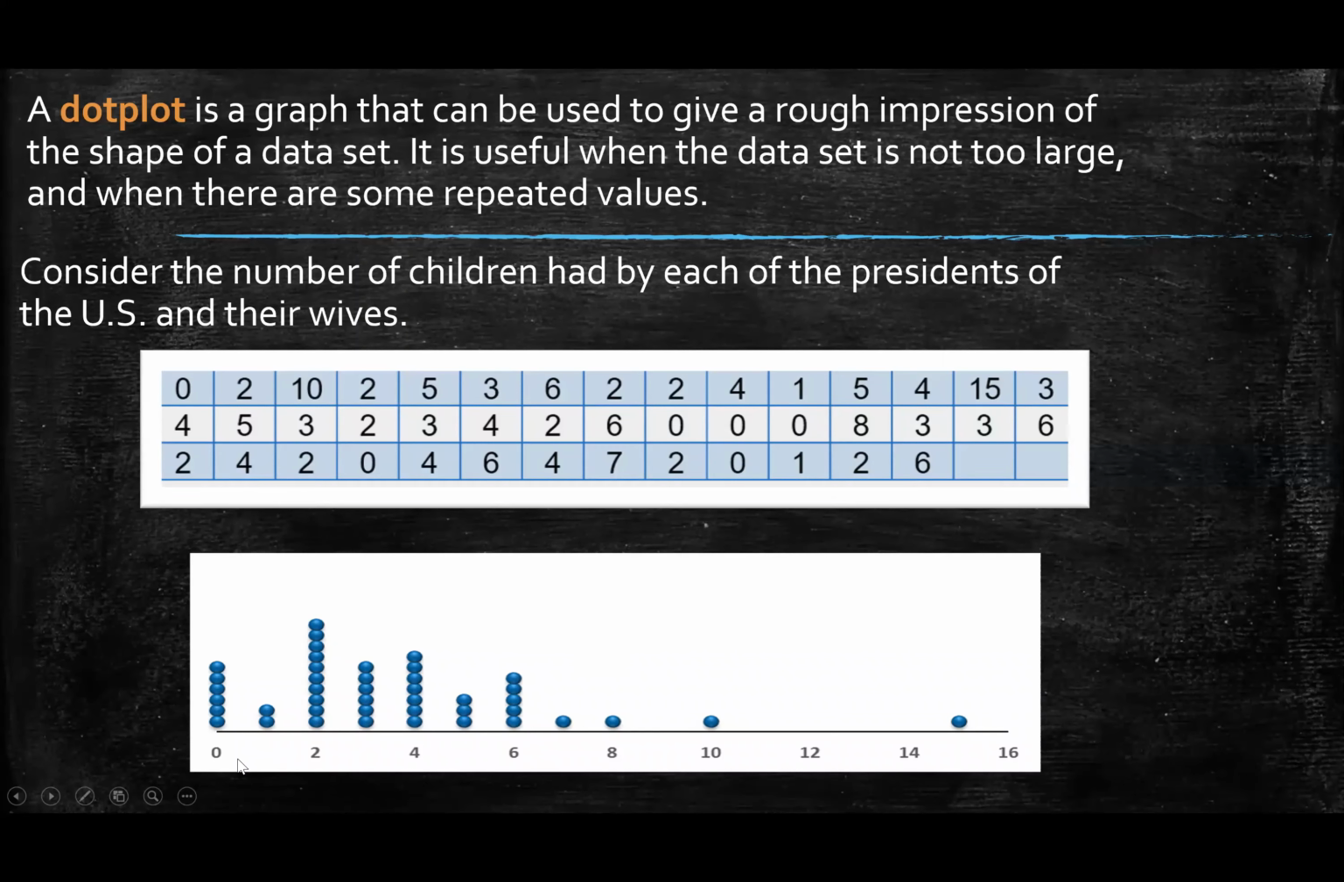Instead of listing individually, we go by 2. This is the number of children they have, and basically you just go in, and if you have a 0, you put 1 dot. If you have another 0, put another dot. If you have another 0, put a dot. This is similar to your histogram. It's a dot plot, right?